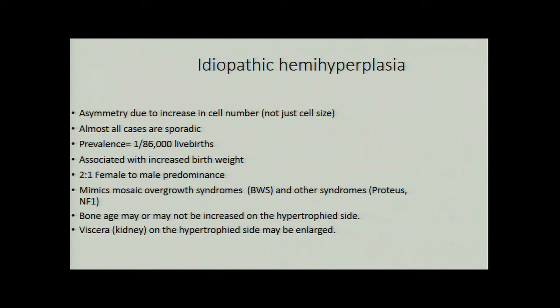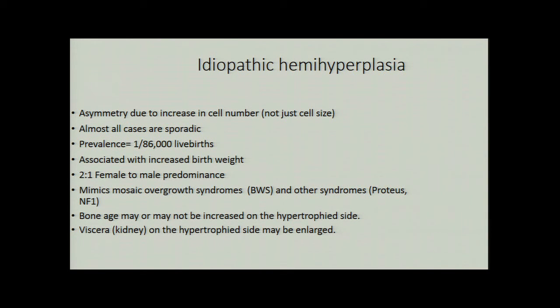So I spoke about Beckwith-Wiedemann and how you can have hemihypertrophy or asymmetry. We can see hemihyperplasia or hemihypertrophy also in an isolated manner without any other symptoms associated with Beckwith-Wiedemann syndrome. And we know that that asymmetry is due to an increase in cell number and cell size on one side of the body or one portion of the body than the rest. Most of those cases are sporadic.